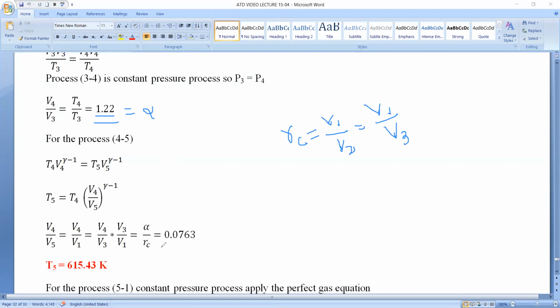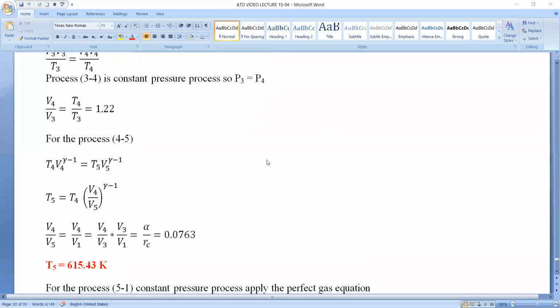So just simplify this, and the expected value for V4 by V5 is 0.0763. I hope this is clear. If you find any difficulties, you can put your comment in the comment box. I'll try to solve those queries.